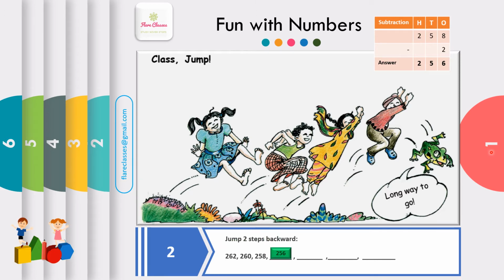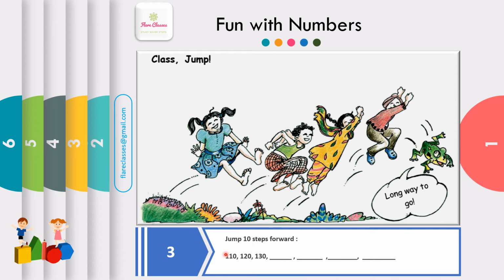256. Now again, when we jump 2 steps backward, new number will be 254. Similarly, next number will be 252. Again, when we jump 2 steps backward, we will reach at 250.